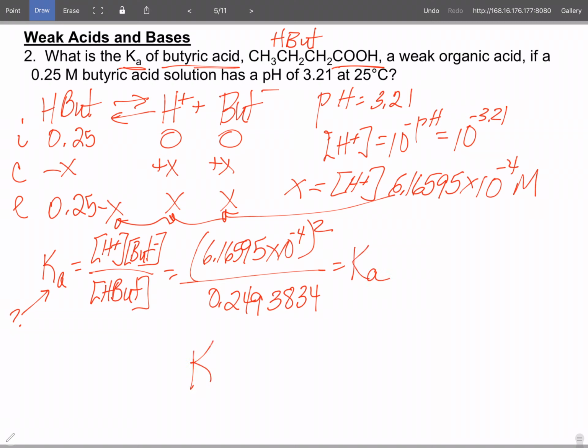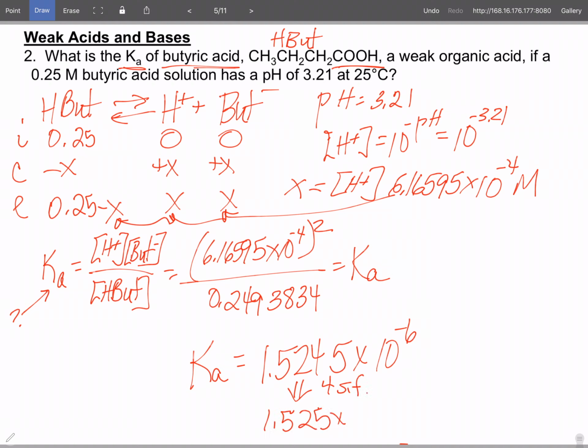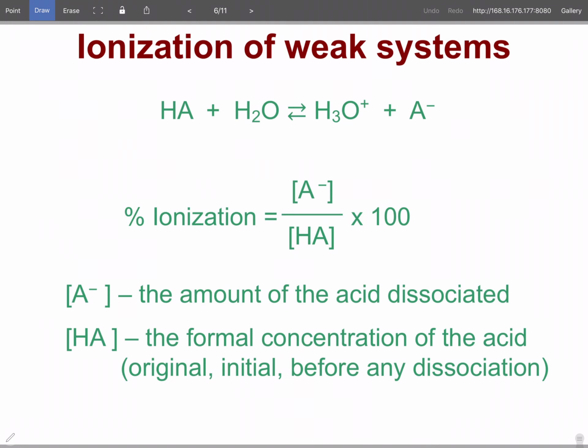So your Ka value, once you run it, is 1.5245 times 10 to the minus 6th. Again, Kas have no units. You have to use molarity going in. Typically going to keep 4 significant figures. So that's 1.525 times 10 to the minus 6 is equal to your Ka value. So this one was relatively easy, straightforward. It does involve a number of steps associated with it, but we'll do another one.